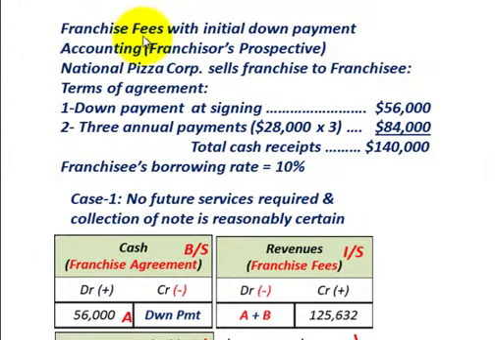What we're going to be going over here is franchise fees with an initial down payment, and we're going to look at the accounting from the franchisor's perspective. The franchisor is the company that sells these franchises. So for example here, this National Pizza Corporation is going to sell a franchise to a franchisee, or some party is going to buy this franchise from the National Pizza Corporation.